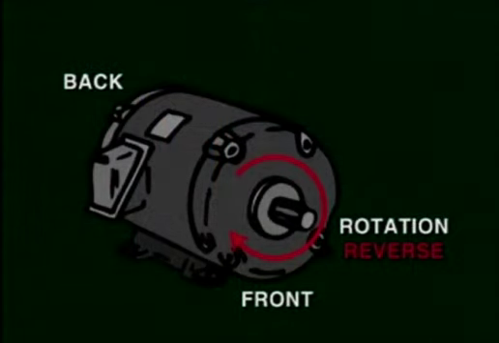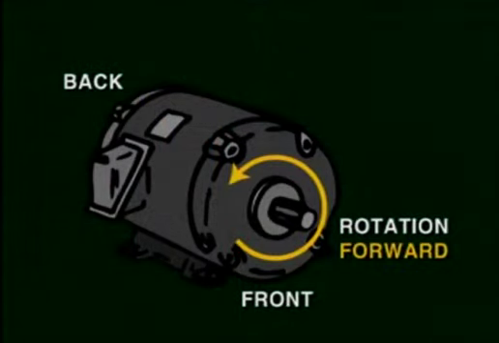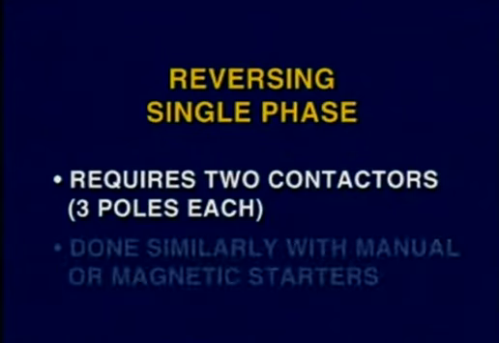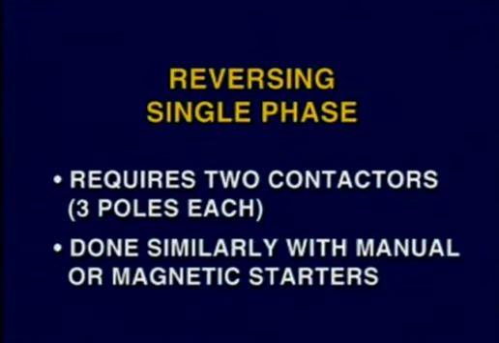Remember that clockwise and counterclockwise motor rotation is determined by looking at the motor shaft from the end opposite where the load is connected to the shaft. Reversing a single-phase motor requires 2 contactors to switch the 2 lines going to the motor. Reversing these 2 lines is done very similarly with manual and magnetic starters. The only difference is that, in the magnetic, the coil activates the power contacts as opposed to a manual switch.